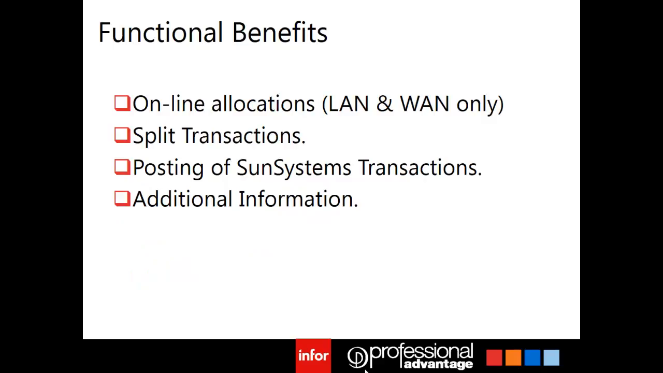The functional benefits of receipting include online allocation, whereby as you enter a receipt you are able to see existing transactions within the account in SunSystems to allocate the receipt against. Once the receipt is then posted, the allocation against this in SunSystems occurs at the same time. As part of the allocation, you can split these transactions.